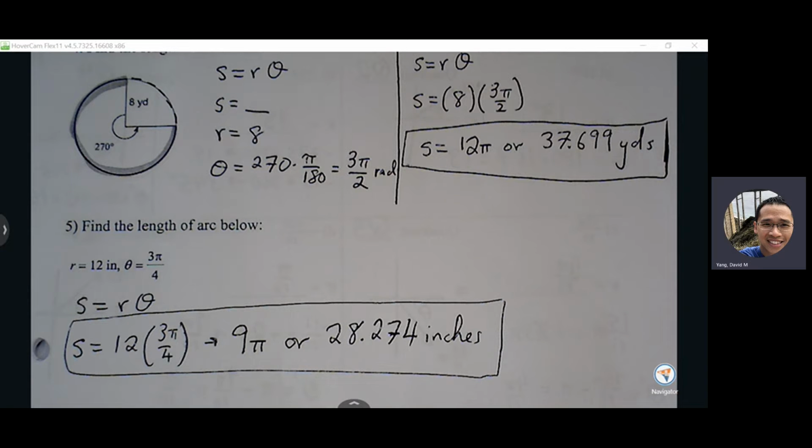On the test, can we keep it in pi? Or do we have to convert it? Okay, good question. I will say, look at the direction. If the direction doesn't specify, then you can do either one. But if the direction is specified, then you want to give the appropriate form depending on what's asked of you. Okay, so read the direction.